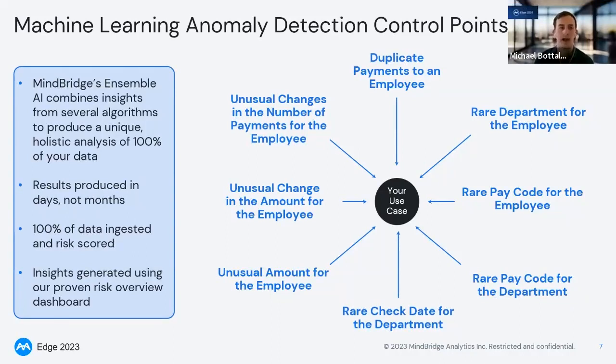Another key control point that you can see here is the unusual changes. Once again, an unusual amount, so being able to develop a baseline in terms of what's a typical amount, what's a typical change in the amount, or change in the number of payments. So developing that baseline of behavior and then detecting these anomalies from here.